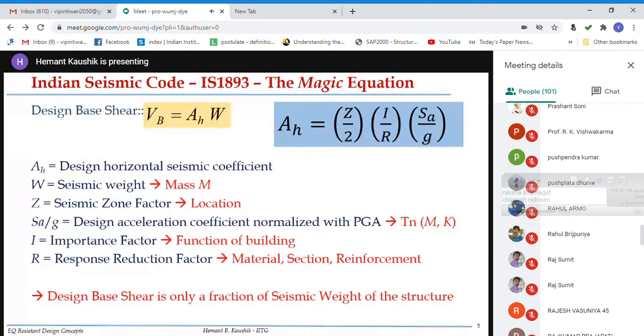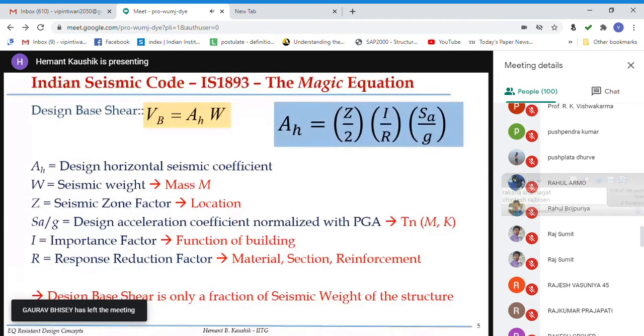The next term is the R value. Now R is the response reduction factor, and it is the most interesting factor in the design code in IS 1893. It is also the most complex factor in IS 1893. I will explain why it is the most complex. But you don't have to worry much. You just have to find out what type of structure you are designing, and the code directly gives you the value of R. Okay, nobody wants you to actually determine R depending on the parameters on which it depends. So these are the parameters on which R depends: the material properties, the section properties, the reinforcement detailing, and some others. So we will discuss this.